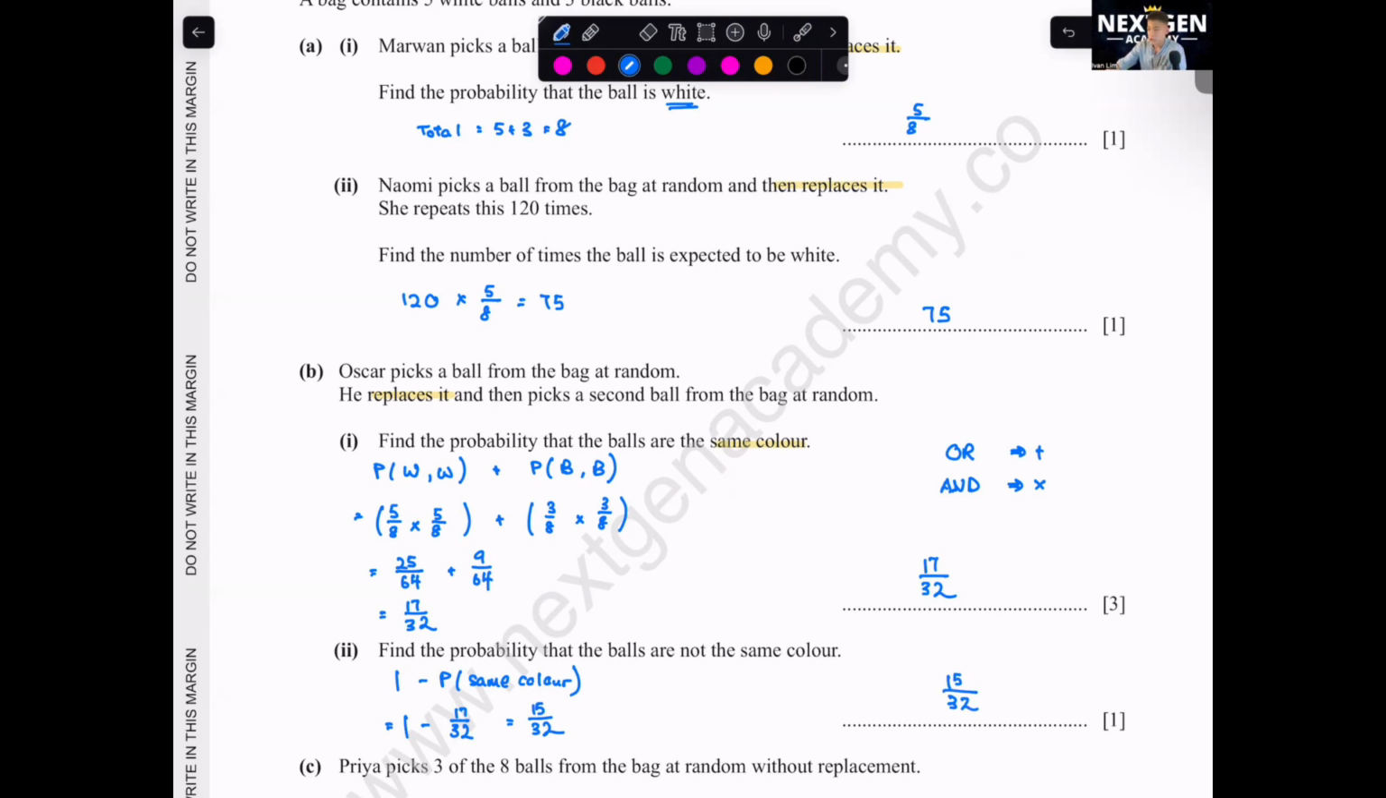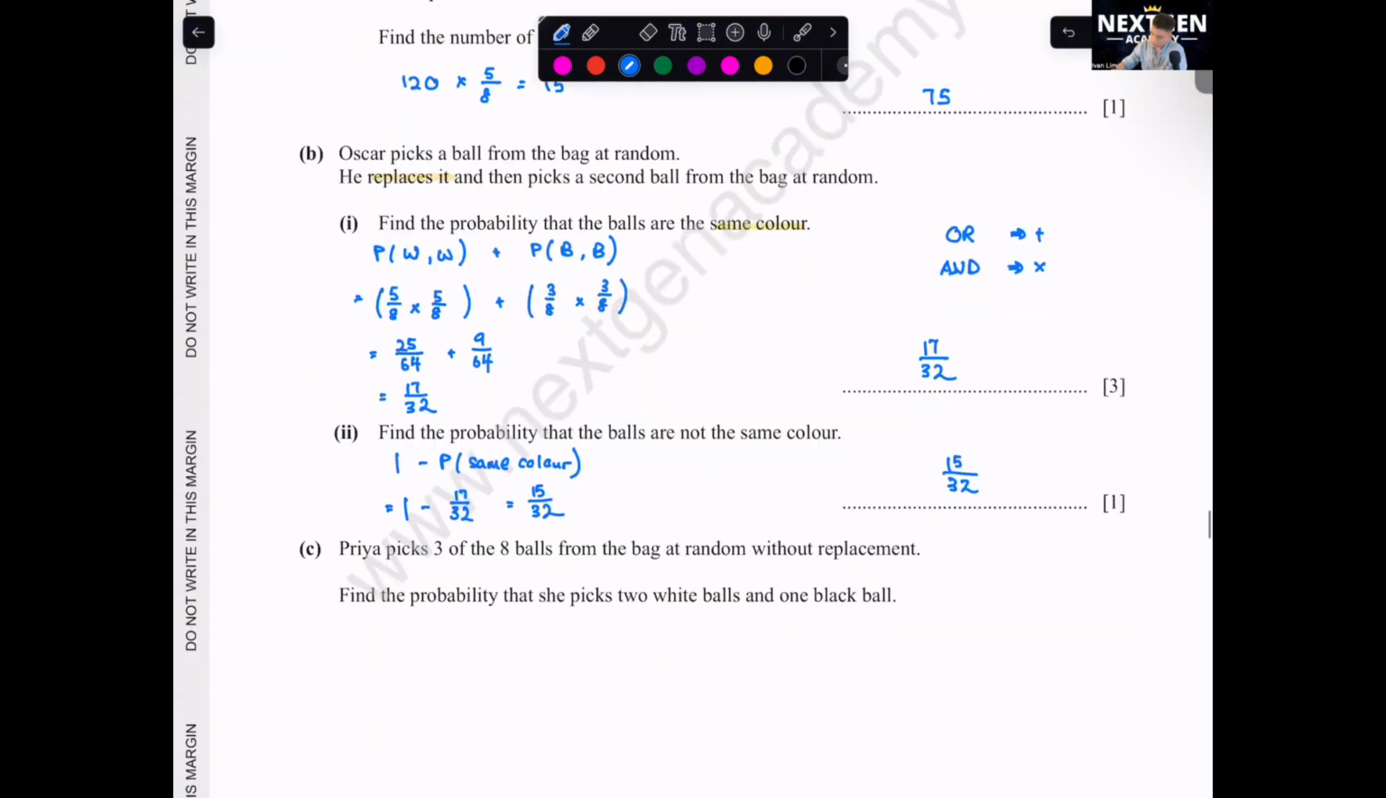Do you get marks if you draw the tree? No. You have to write down the working. Unless your tree, you've got to write down the working. Your tree diagram, is it? So if you're at the end of your tree, you write 5 over 8 and 5 over 8 and 3 over 8 and 3 over 8. Then you have to show the working. Then only you can get the marks.